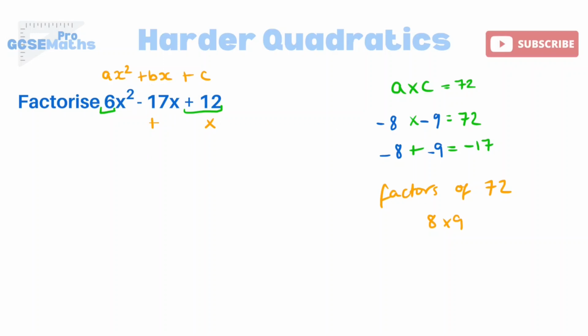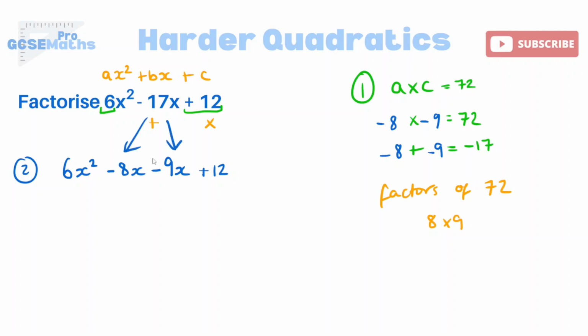So what you're going to do once you've done this, I'm going to call that step 1. Step 2 is you're going to rewrite your quadratic, but split the middle term into these two values. So what I mean by that is I'm going to write the 6x squared still, but instead of writing minus 17x, I'm going to write, and it doesn't matter which order you put them in, you just put them whichever order you like, but use the correct symbols, minus 8x minus 9x. Now overall that still adds up to minus 17x, doesn't it? And then I'm going to copy the plus 12. Okay, so this is exactly the same quadratic as the top one, I've just split the middle term. I've literally split it.